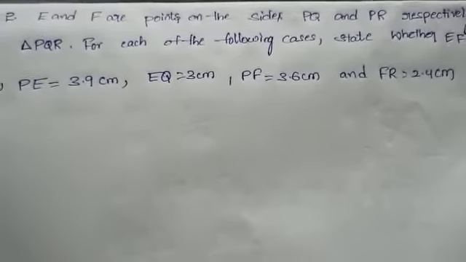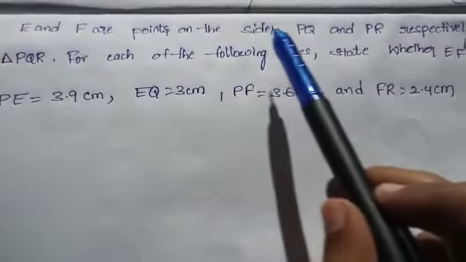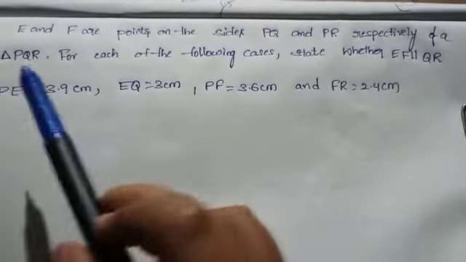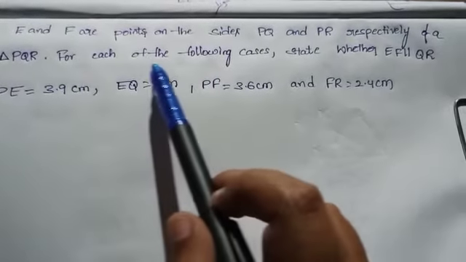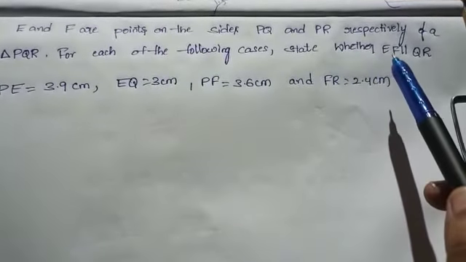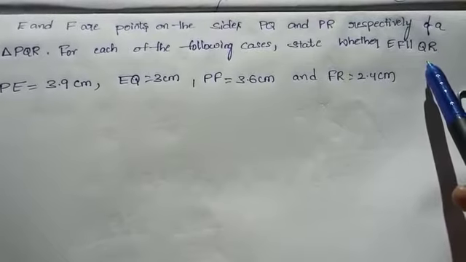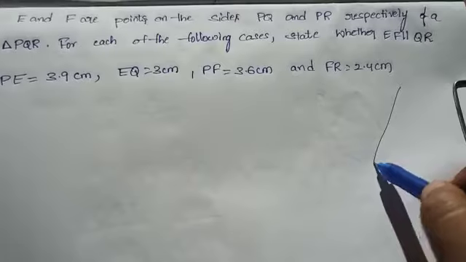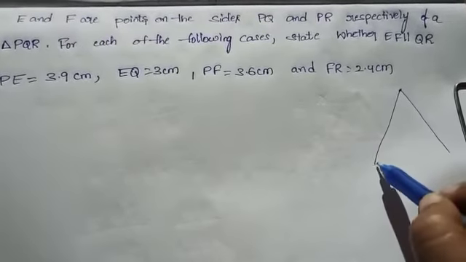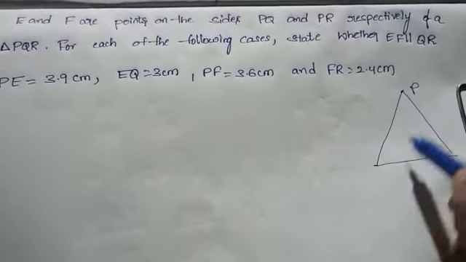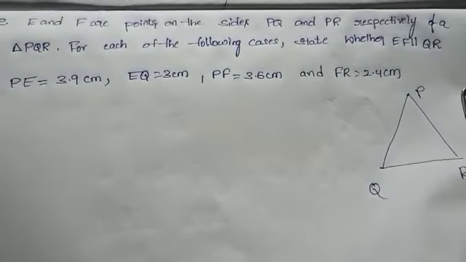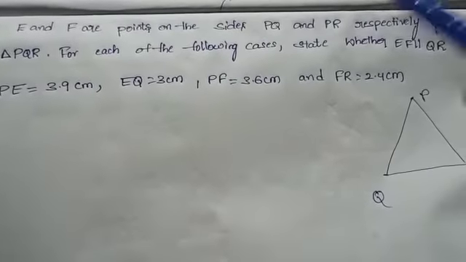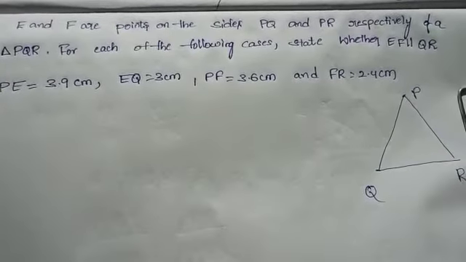Next example. E and F are the points on the sides PQ and PR respectively of a triangle PQR. For each of the following cases, state whether EF is parallel to QR. Okay. Here given one triangle. This is a triangle PQR. Okay. E and F are the points on the sides PQ and PR.